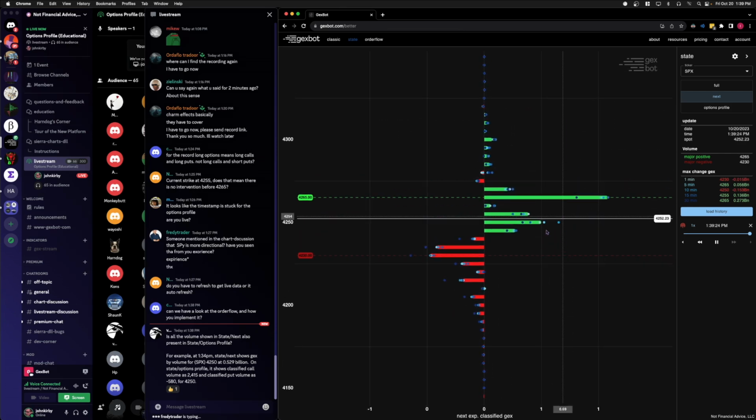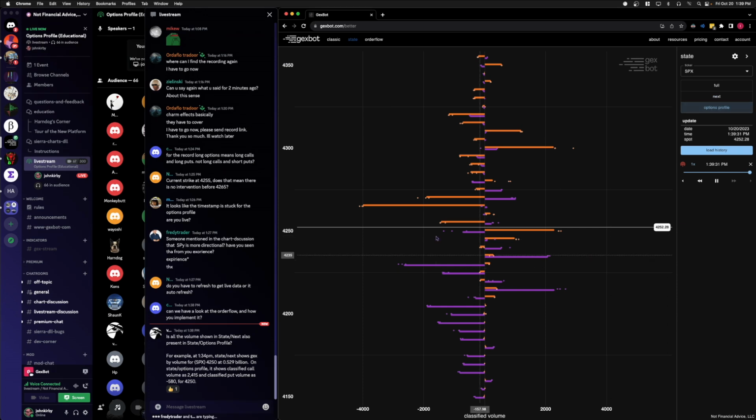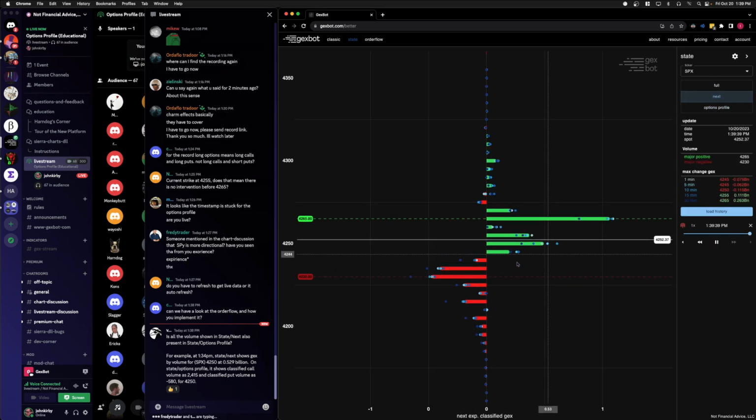I get into it a little bit in the visualizations video, but basically we want to see where the levels of maximum convexity are, right? So instead of looking at options profile, which right now is sort of a mess and takes a little more time to read appropriately, if you just hop into next, you can see what I'm saying.